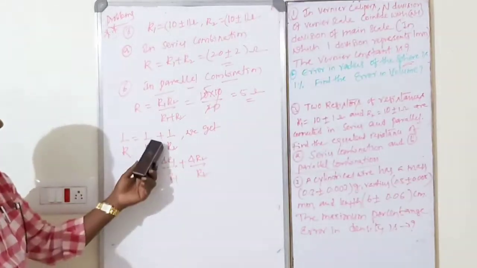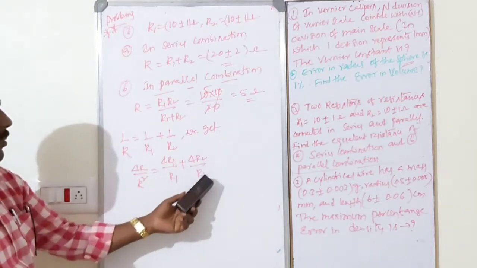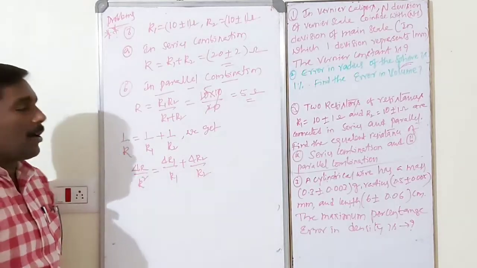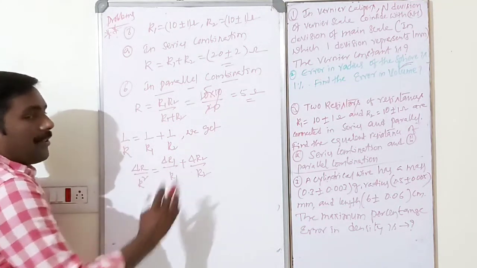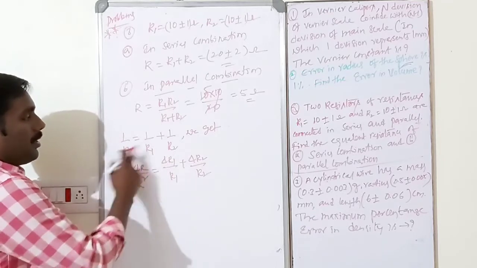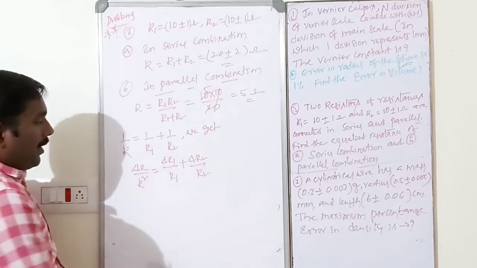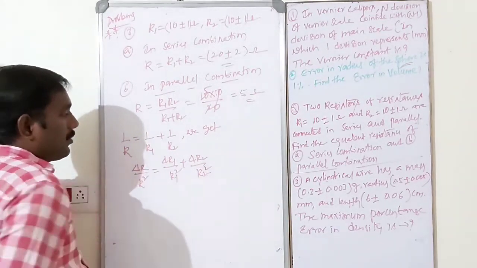So by using this, delta R by R square is equal to delta R1 by R1 square plus delta R2 by R2 square. If we solve this by the method we already did, we get this formula. So logarithm and differentiation after that. First I will take logarithm, then differentiate, then we will get the final one, that is R1 square and R2 square.